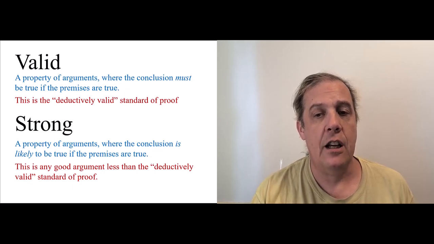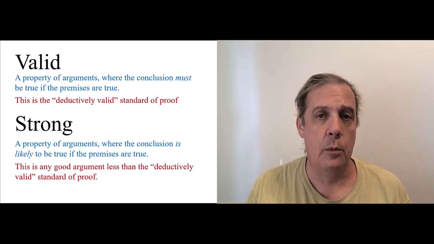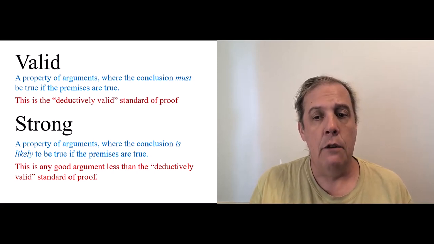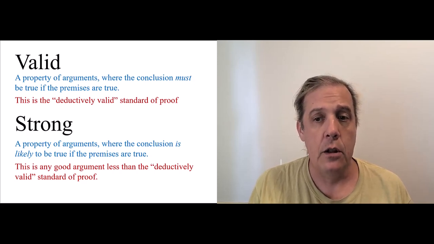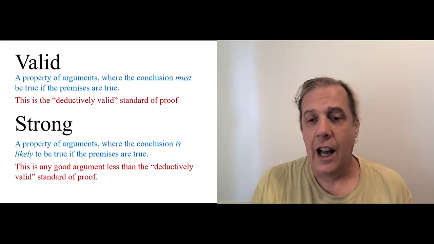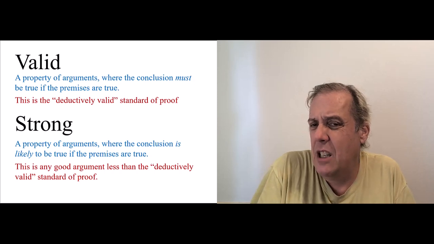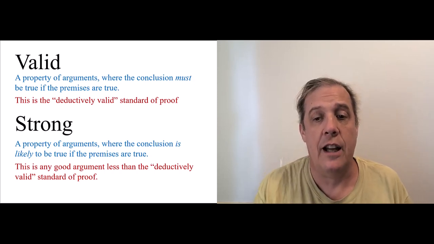One interesting thing about strong arguments is that strength actually comes in degrees. Validity is a black and white property. Arguments are either valid or they are not. Strength comes in degrees. How strong does an argument need to be before it's strong enough? Well, that depends on context.